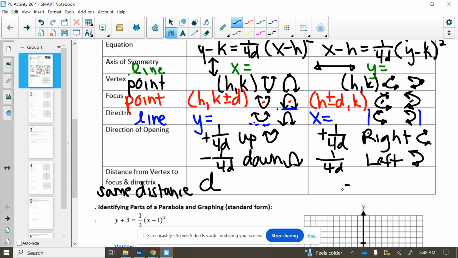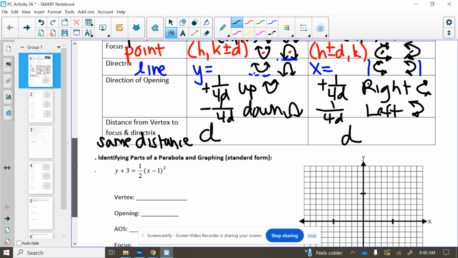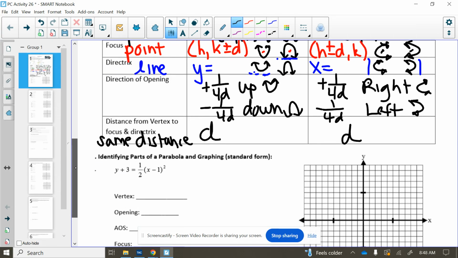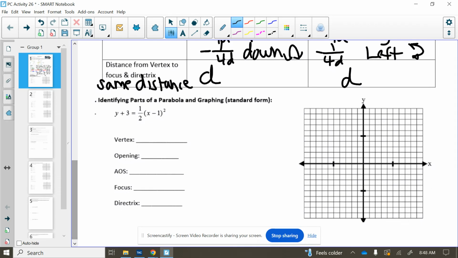And then again, that distance from our vertex to the focus or our vertex to the directrix, just because it's opening left to right, it's still d units away. So we have a couple examples here then of actually using that fact to find our different values.